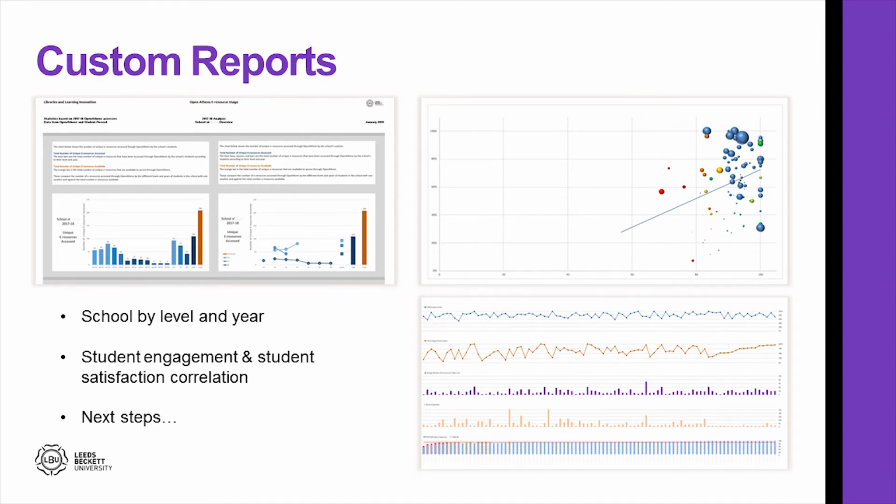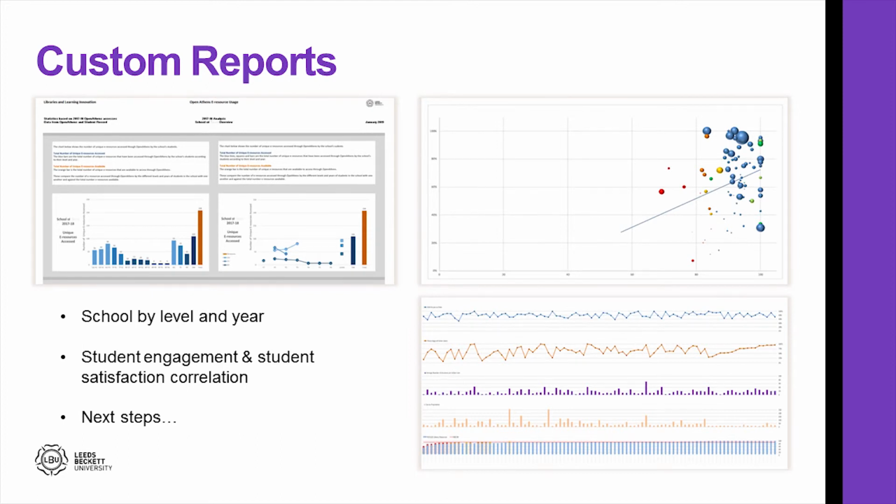So one of the things that I've been working on more recently is correlation analysis of student engagement with e-resources and student satisfaction with learning resources. And that's meant pulling in National Student Survey data and analysing at course level. So the two charts on the right are from that piece of work.